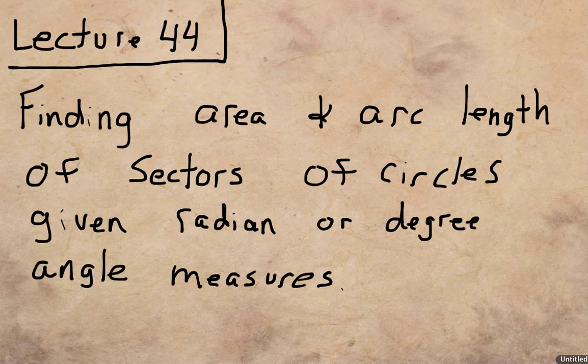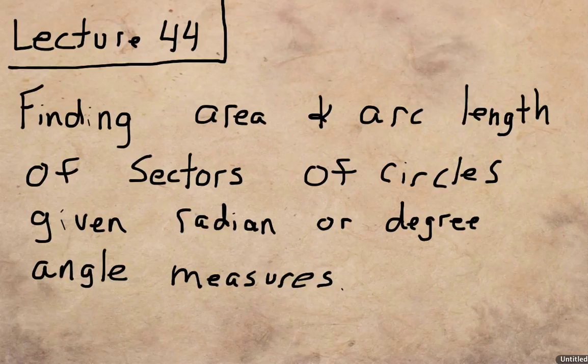Alright guys, we're going to continue on with the two types of angle measures and apply them in circles. We're going to find the area and arc length of sectors of circles given either a radian or degree angle measure.